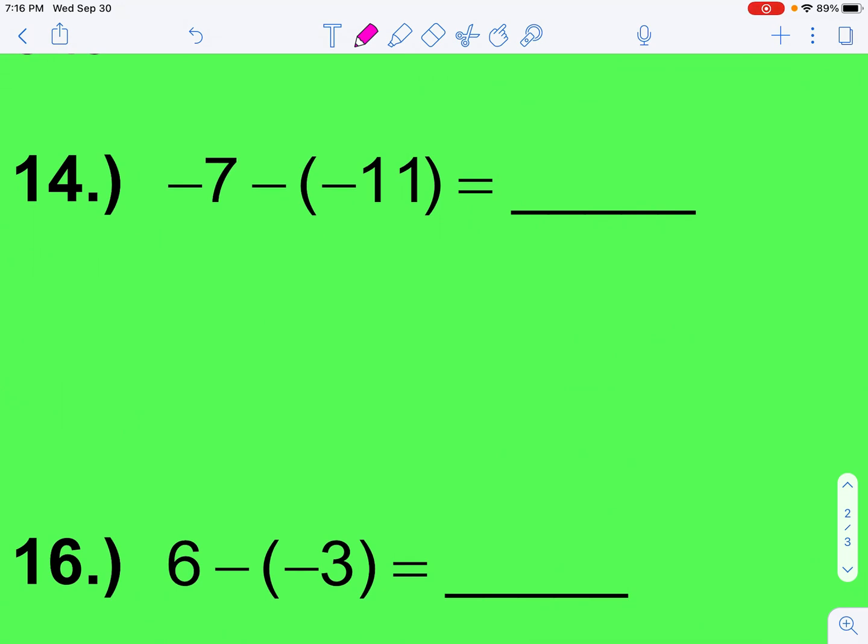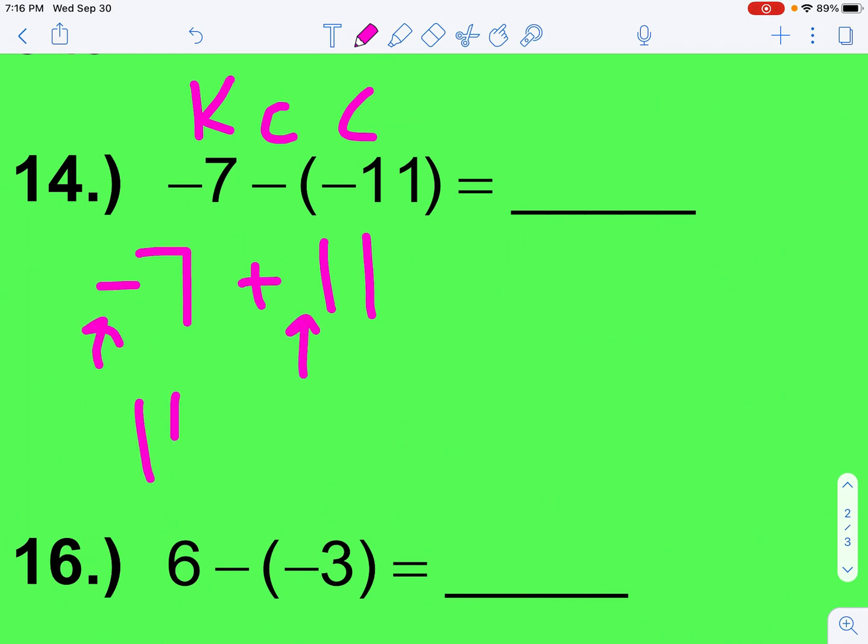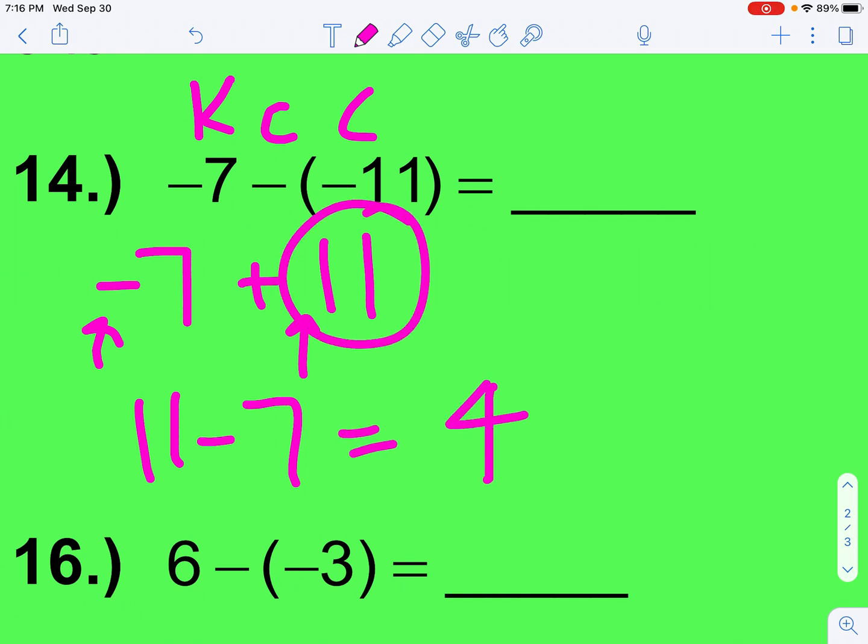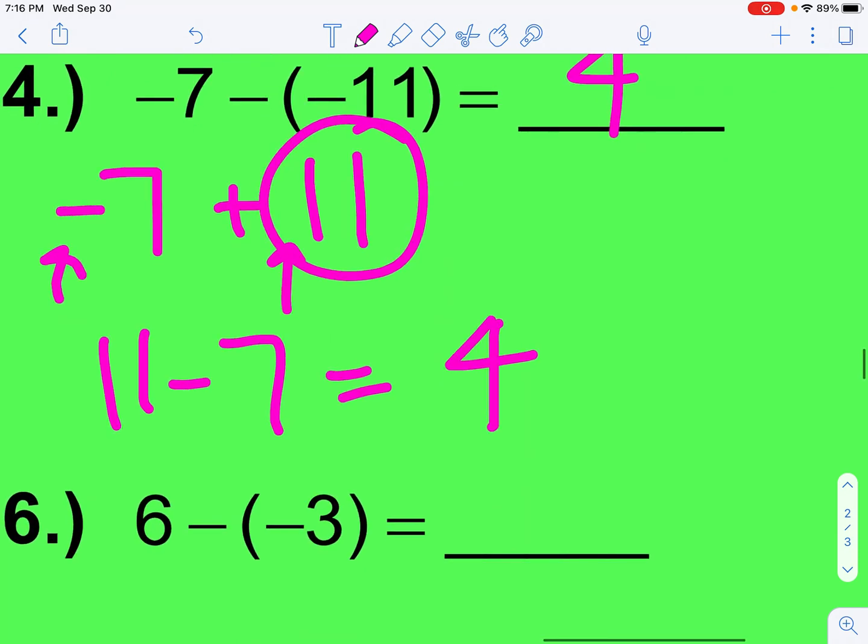Taking -7 minus a -11. So I'm subtracting, so again I'm going to keep, change, change. -7 plus 11. I'm going to use those tricks again that we talked about in the graphic organizer. I have a negative and a positive, so I subtract my numbers. 11 minus 7 is 4. My biggest number is 11, which is positive, so my answer is also 4.